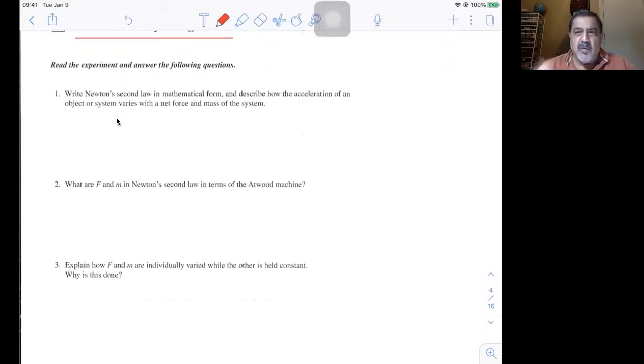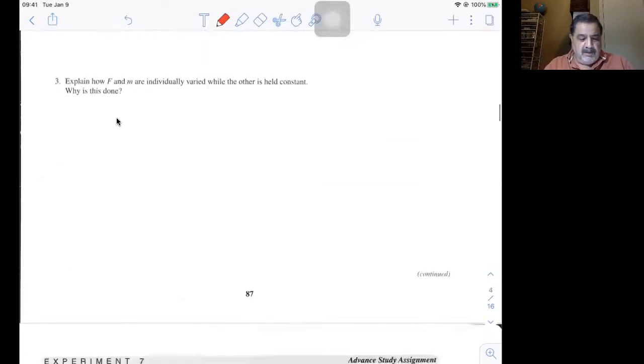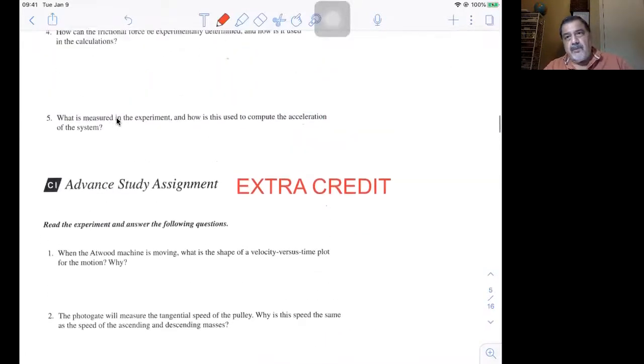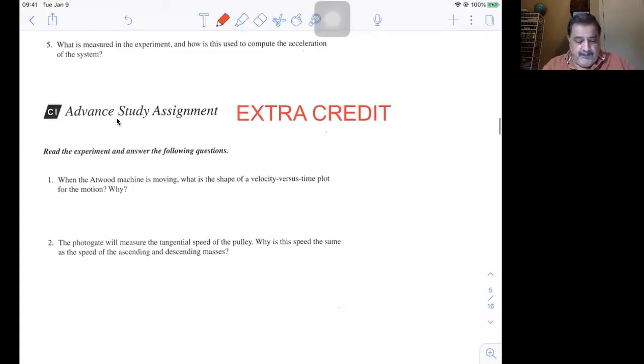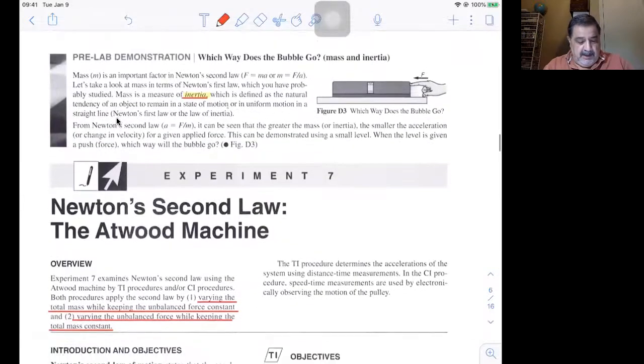Read the questions. All of the questions can be answered by reading the lab report, so I want you to read the lab report completely and answer the advanced study questions. There are some CI advanced study questions. Normally I tell you to ignore those, but I'm going to give these as extra credit because you will be able to answer these based on the virtual experiment that we're doing, because it is kind of based on a computer instructed laboratory.